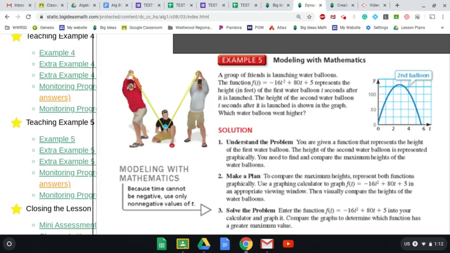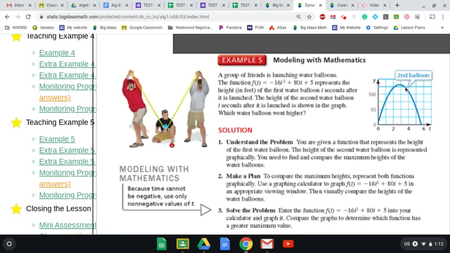8.3, example 5. This is modeling with mathematics, so it's like a real world situation. A group of friends is launching water balloons. The height f of t equals negative 16t squared plus 80t plus 5 represents the height in feet of the first water balloon t seconds after it is launched. The height of the second water balloon after t seconds after it is launched is shown in the graph.